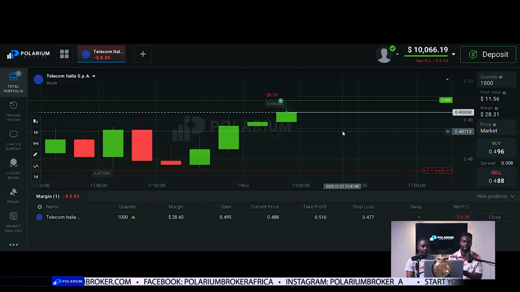And if you follow all these steps that we've done here, you can easily trade on stocks using the Polarium broker platform.